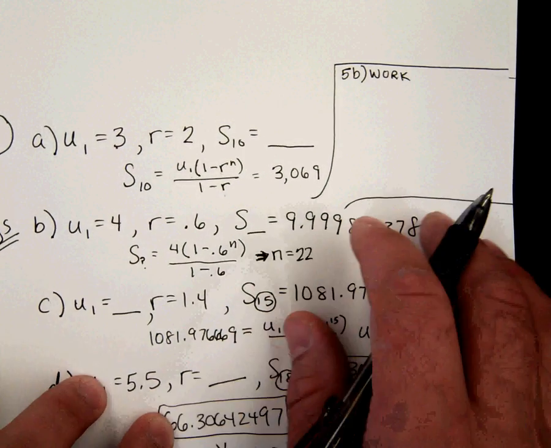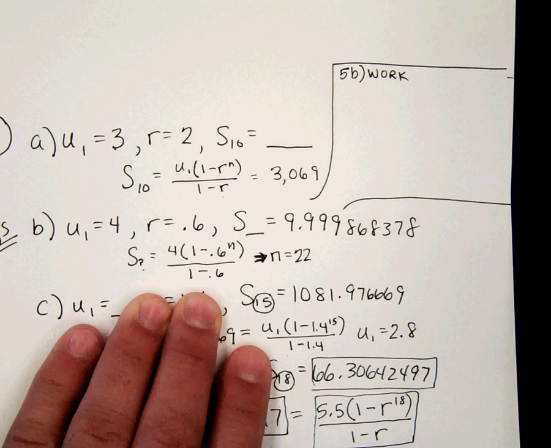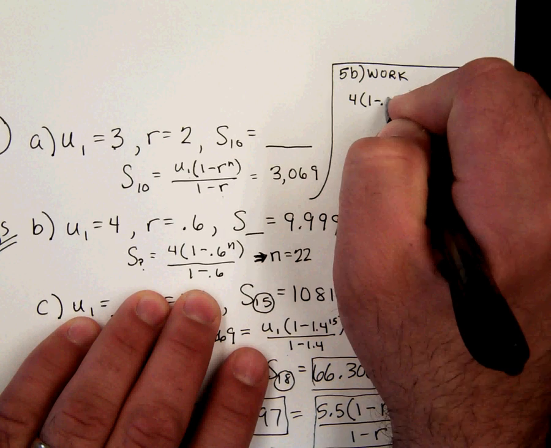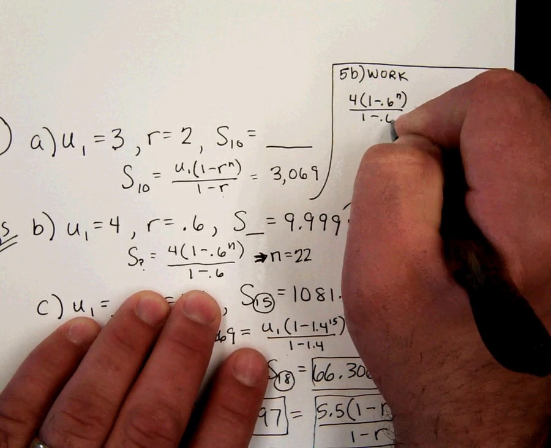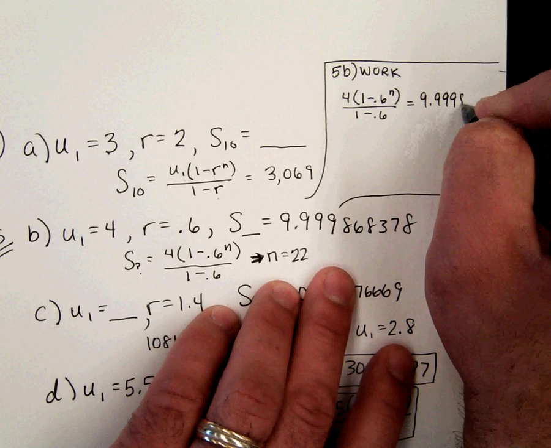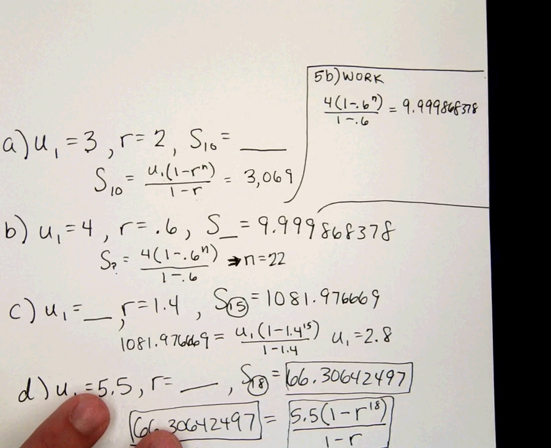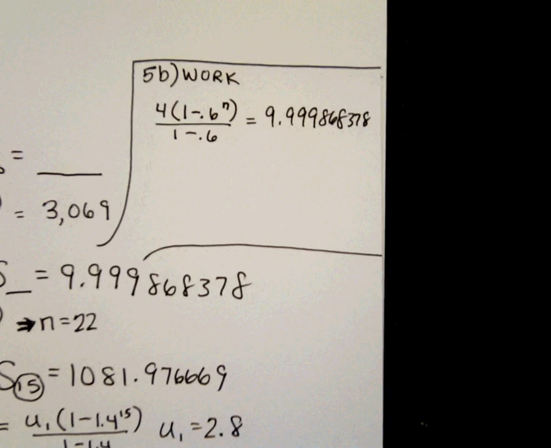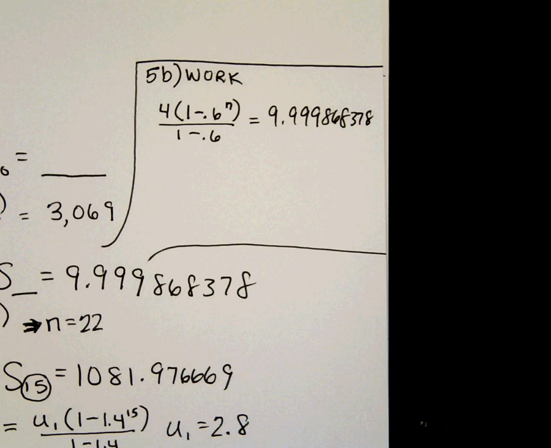So, the work for 5B. We already have everything here, right? Yeah. It says 4 times 1 minus 0.6 to the n over 1 minus 0.6 equals the sum, 9.99986837 8. The only thing missing is the what? Exponent. So I already told you that you're going to use logs to solve this problem.